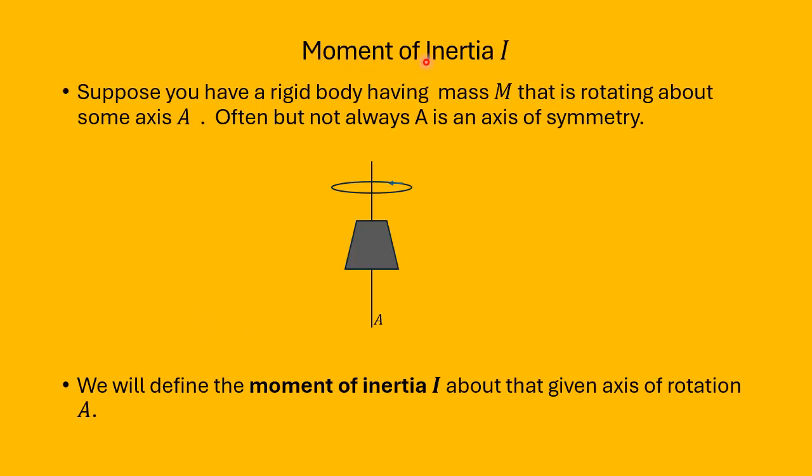First, let's discuss the moment of inertia, which we will represent by the letter capital I. Suppose we have a rigid body having a mass m that is rotating about some axis A. So here's the mass, here's the axis A, which in this case happens to be an axis of symmetry, but it doesn't need to be. And this mass is rotating about this axis. We will define the moment of inertia I about that given axis of rotation A.